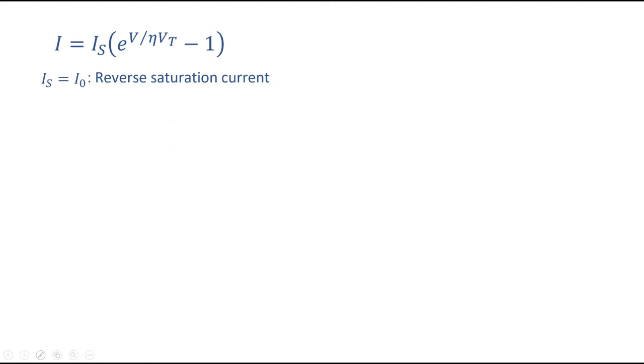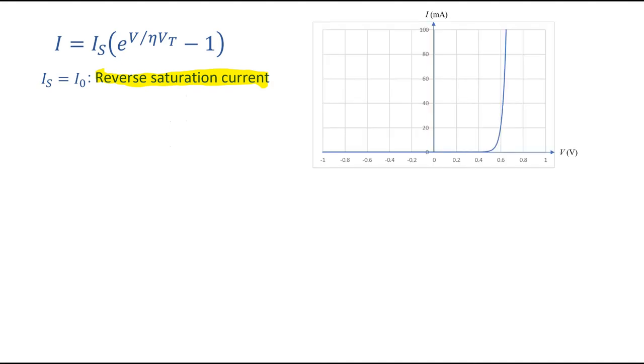IS or IO is called reverse saturation current because in reverse bias, when the voltage is negative, the exponential term with negative exponent is much smaller than 1 and the current is saturated to minus IS. The current cannot be seen on the IV characteristics because IS is usually very small, much smaller than current in forward bias.